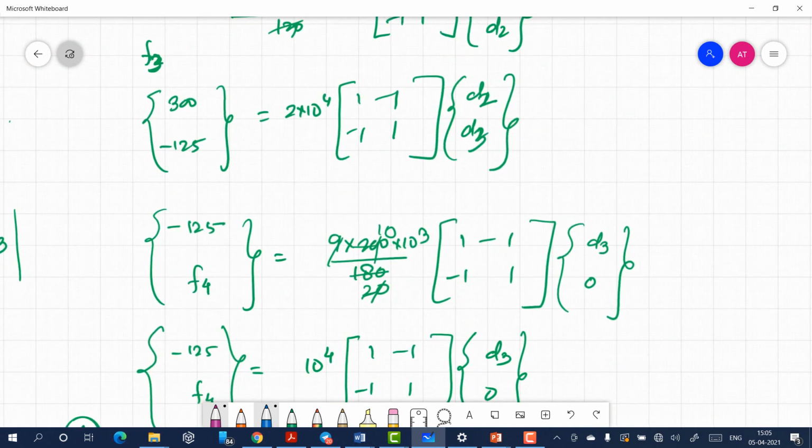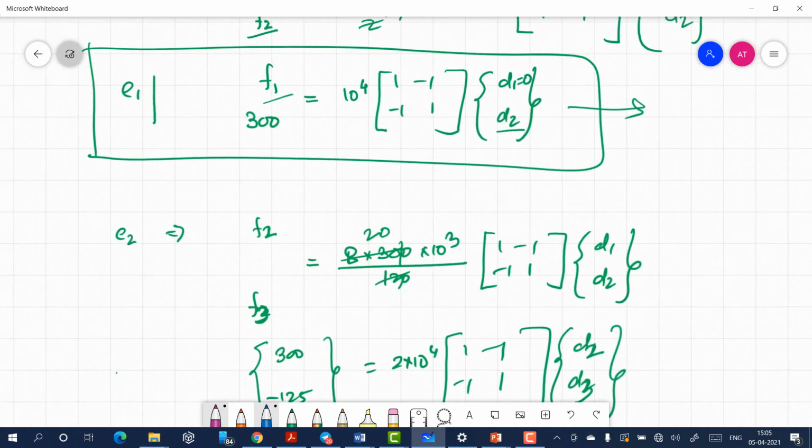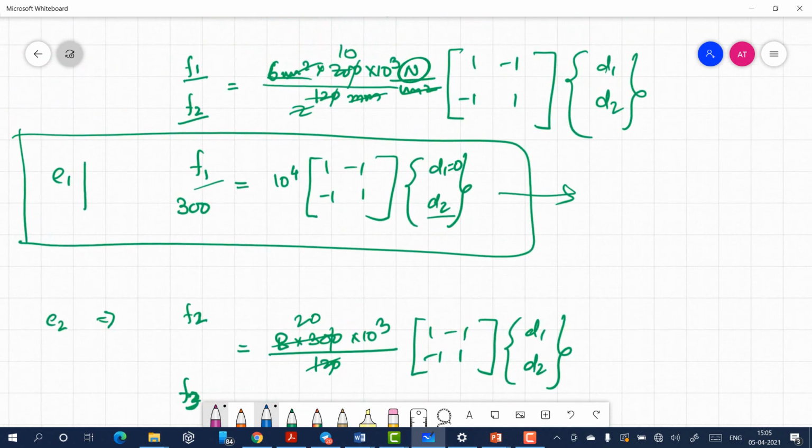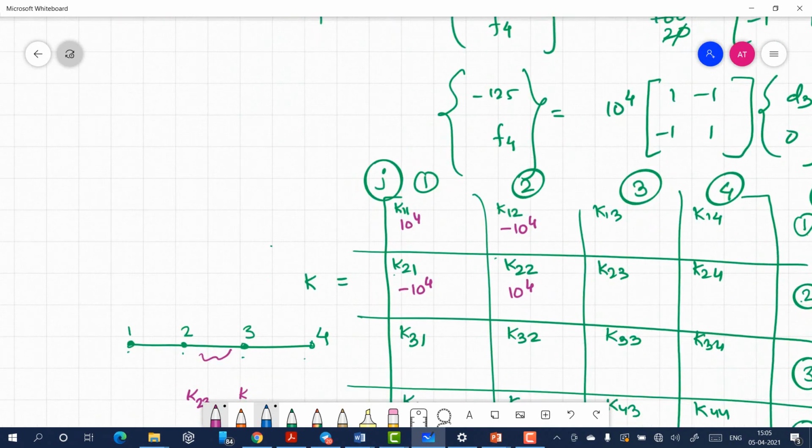So I will have K11, because of the node number 2 on node number 1. So the first component is Kij, where because of the displacement at J, you are feeling the force at I. Okay.